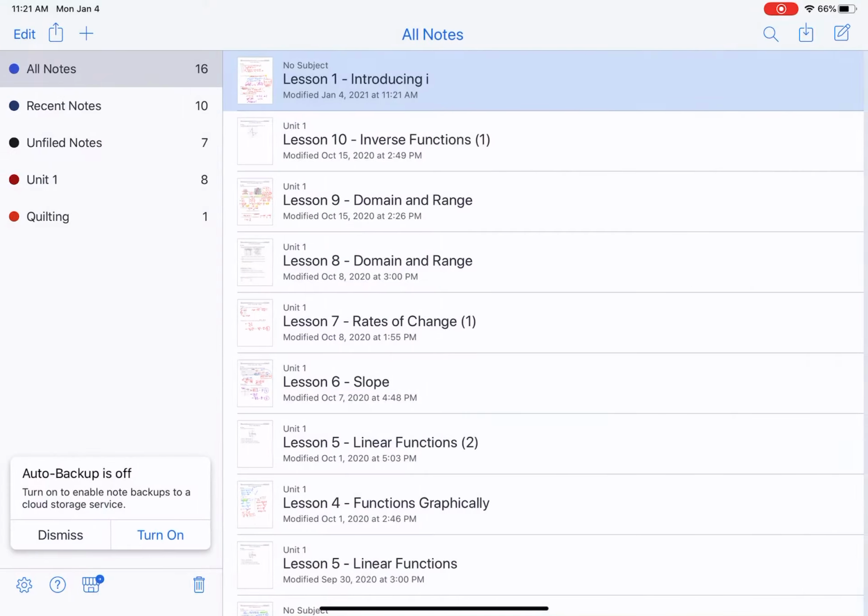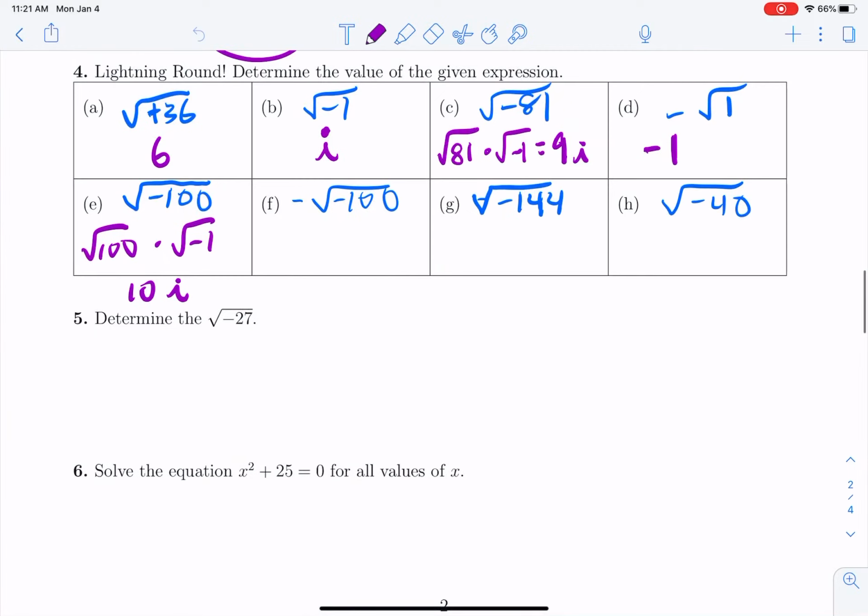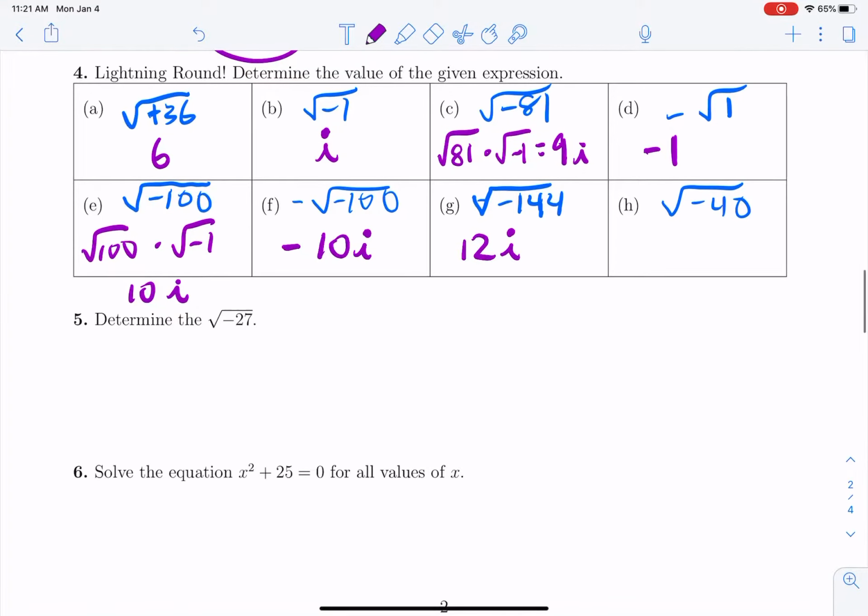Now the only difference between E and F is I have this negative on the outside, so I'm just going to write -10i, because that square root of 100 is the same. Square root of negative 144. Well, that's just 12i.